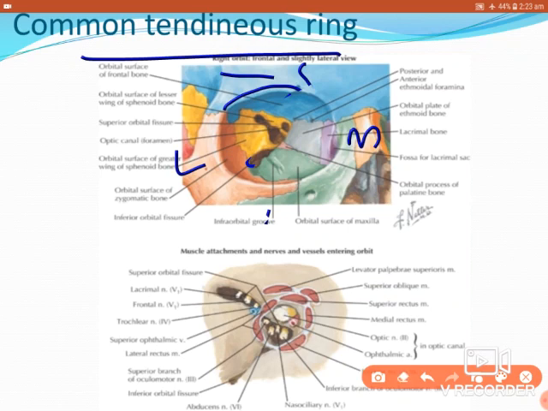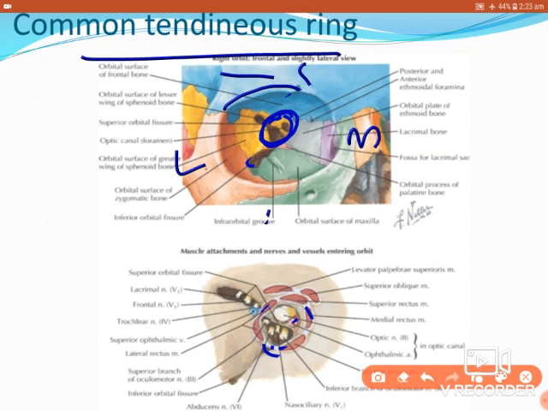So the common tendinous ring is a fibrous ring attached around this optic canal and the medial end of this superior orbital fissure. Here we get the ring. In relation to that ring, you can see the optic canal and its contents, and the contents at the medial end of this superior orbital fissure. Optic nerve and ophthalmic artery are there. Here we get this common tendinous ring.